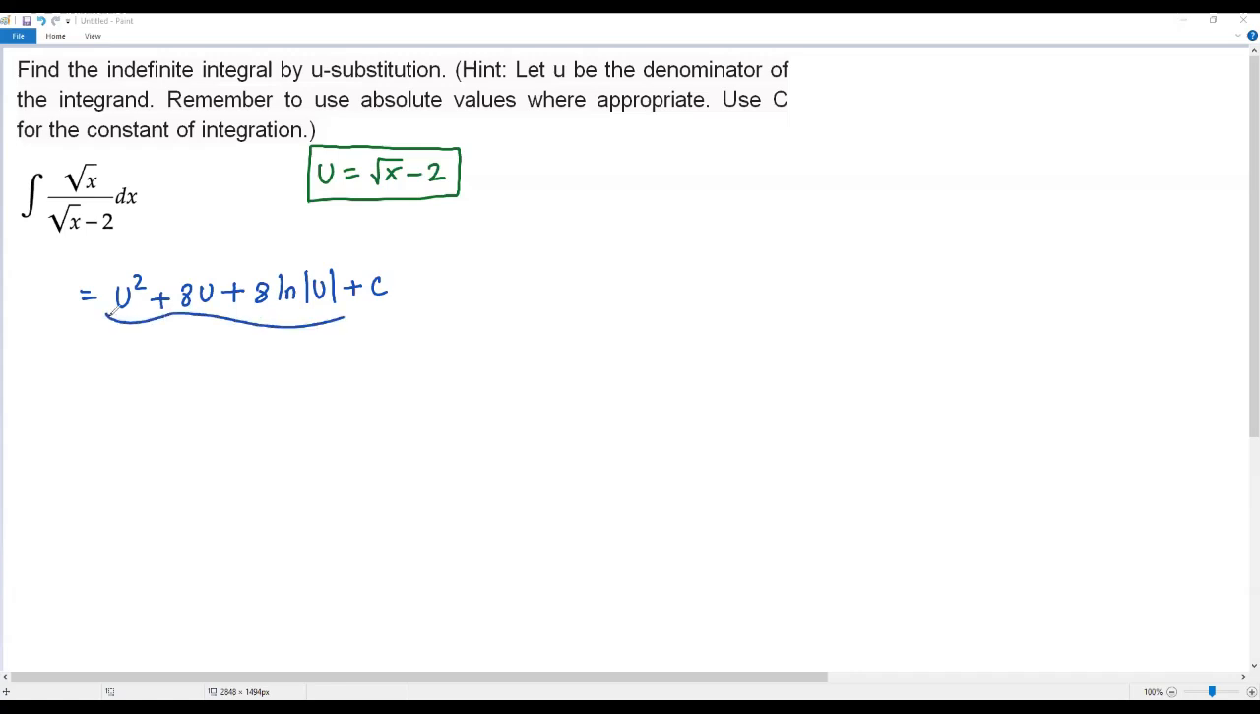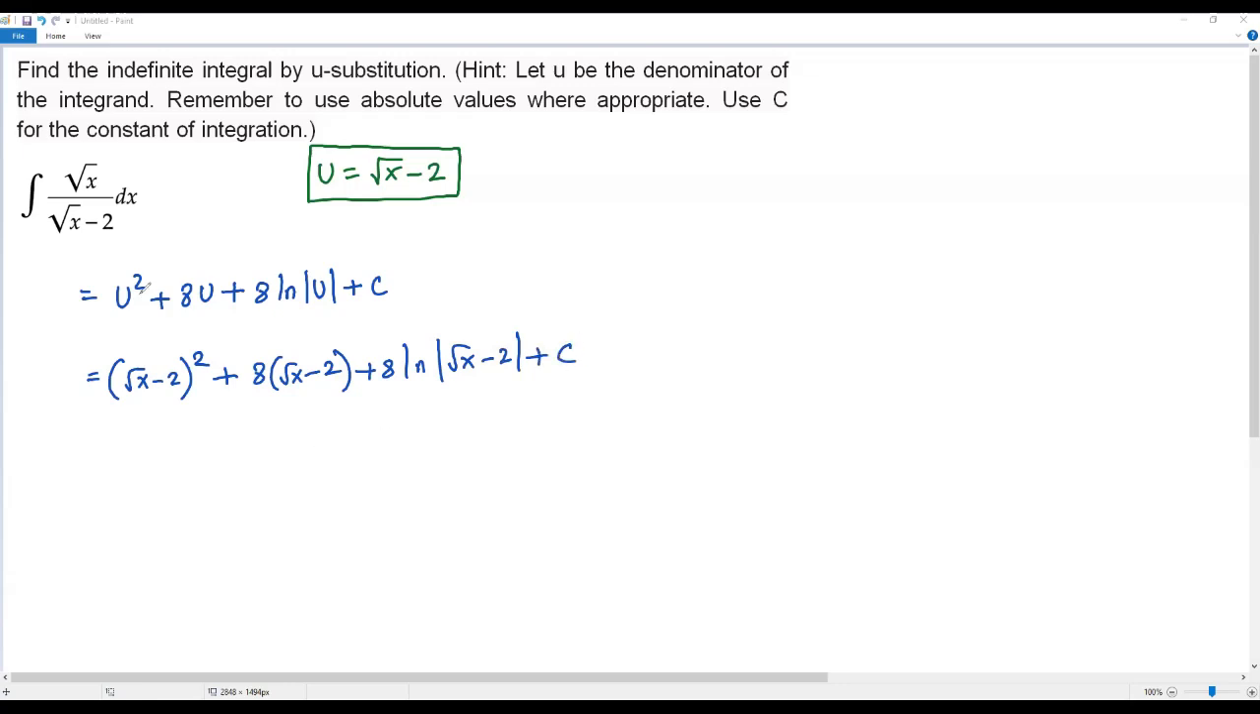This is the last step we had in our previous work. In this step we have to plug in the square root of x negative 2 for u, because we assigned the new variable u for the denominator of the integrand. Now let me plug in square root of x negative 2 for each u. Considering the first term, I get square root of x negative 2 the whole square, positive 8 times square root of x negative 2, positive 8 times natural logarithm of absolute value of square root of x negative 2, positive c.